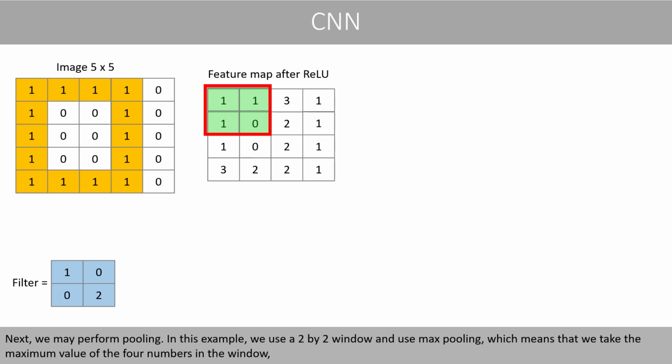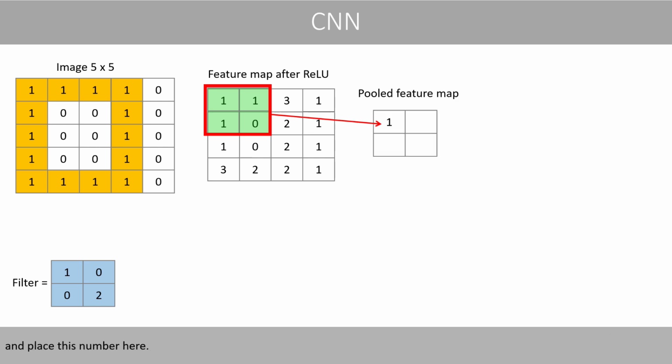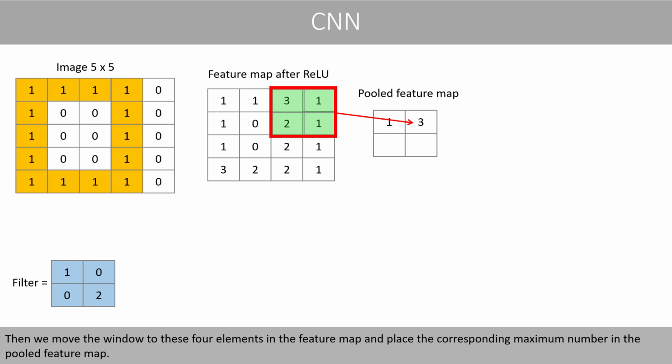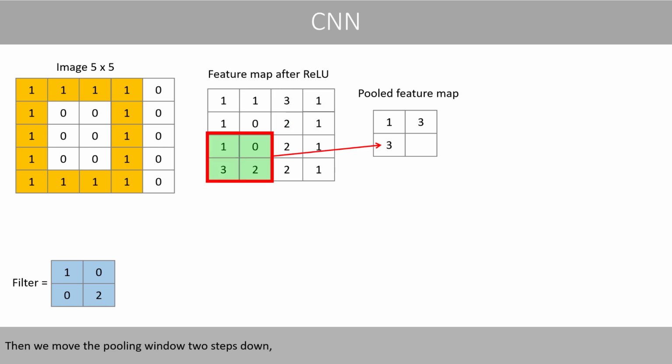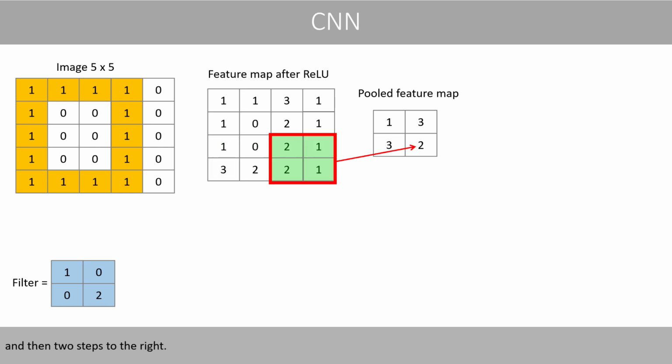Next, we may perform pooling. In this example, we use a 2x2 window and use max pooling, which means that we take the maximum value of the 4 numbers in the window and place this number here. Then we move the window to these 4 elements in the feature map and place the corresponding maximum number in the pooled feature map. Since we now move the pooling window 2 steps to the right, the stride length is here equal to 2. Then we move the pooling window 2 steps down, and then 2 steps to the right.